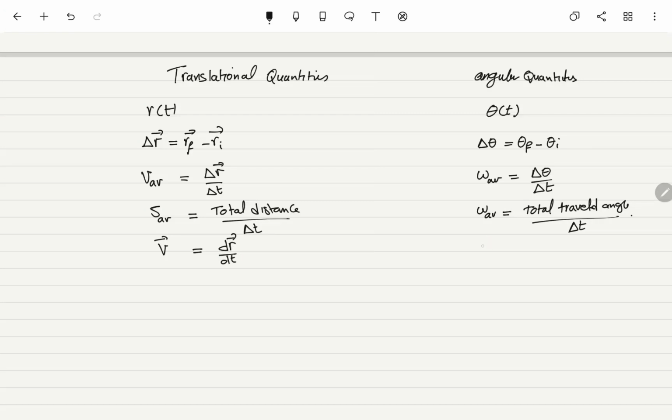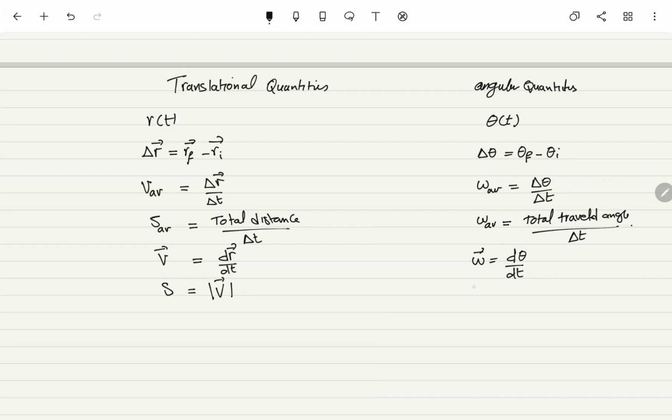Now instantaneous velocity equals dr by dt. In angular quantities it's defined as omega, equal to d theta by dt. Now instantaneous speed is defined as the magnitude of this, so omega in this case is defined as omega here.